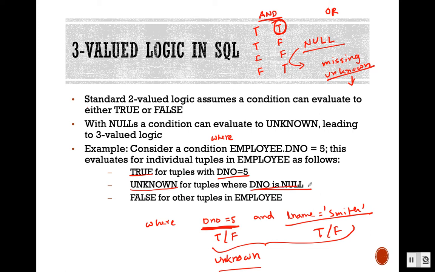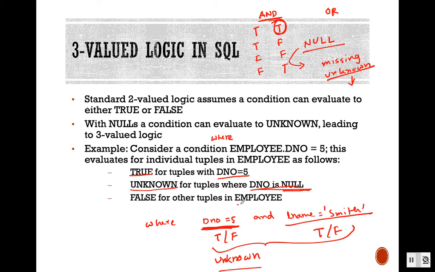Okay, if the dno value is null, for that the condition value will not be either true or false. This is going to return unknown, because the dno value is null, so we do not know the department number value.